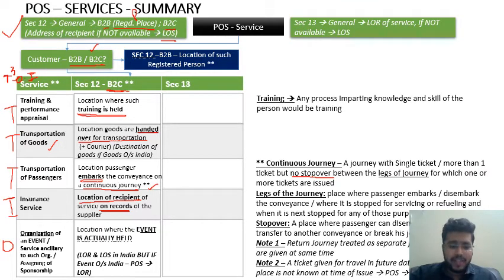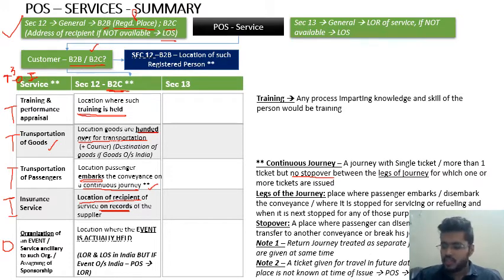Organization of an event or services ancillary to such organization, or assigning of sponsorship rights. This is a little important in the sense that we are going to have a similar subsection, which is admission to an event. So be very clear, guys. Admission to an event is different. Organization of an event is different, right?